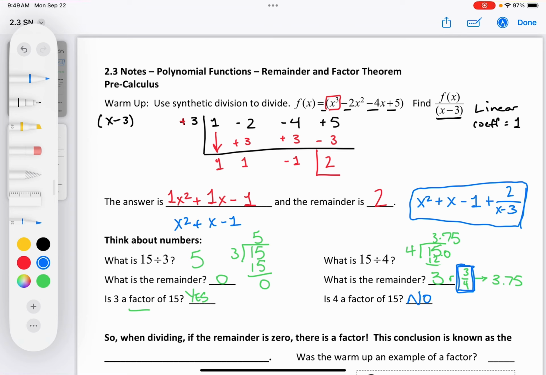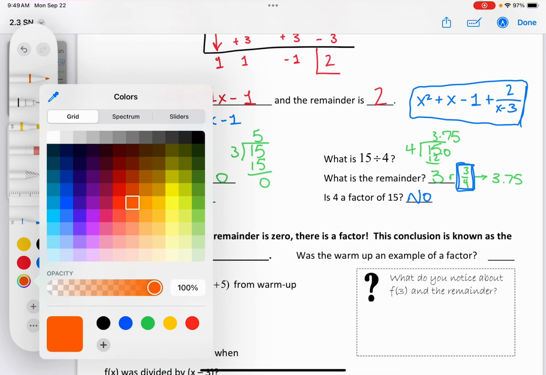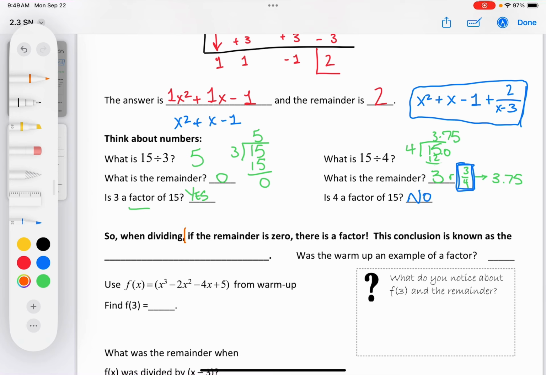So what does this all mean? We have this theorem called the factor theorem, and it states that when you're dividing, if the remainder is 0, then there is a factor. That's just the basic. There is a factor if you divide and the remainder is 0. This is known as the factor theorem.